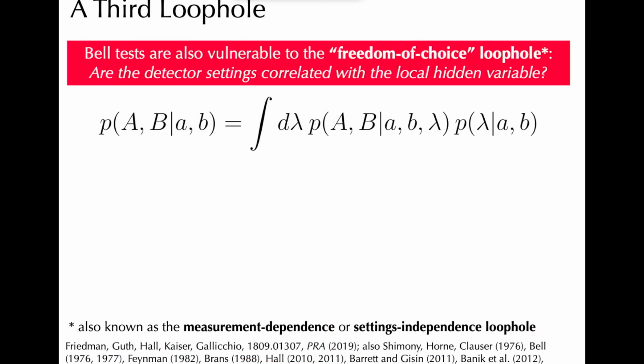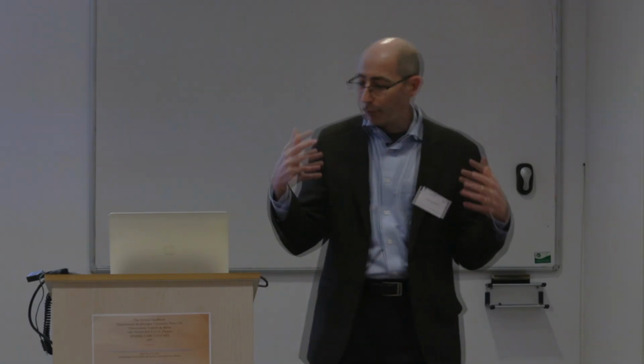Again, as identified very early in the discussions of Bell's inequality, there was a third conceptually distinct loophole. This one goes by many names. Nowadays it's often referred to as freedom of choice. That name might not be everyone's favorite. You might know it better as measurement dependence, or sometimes the settings independence loophole. Again, the more recent literature now fills many journals.